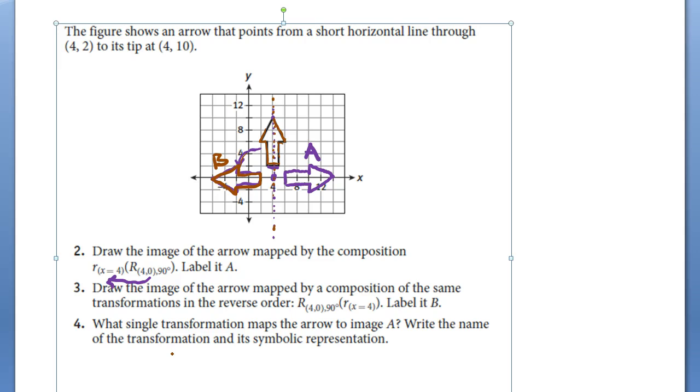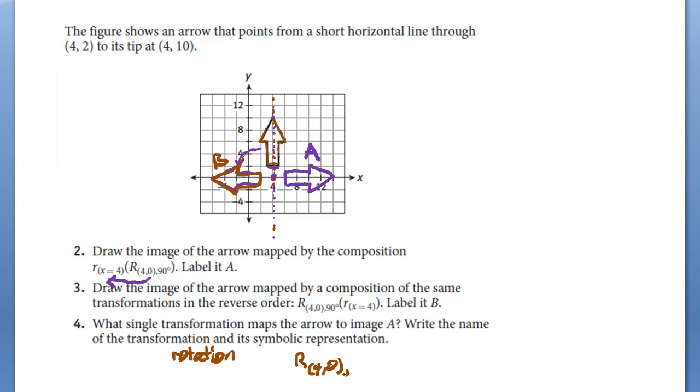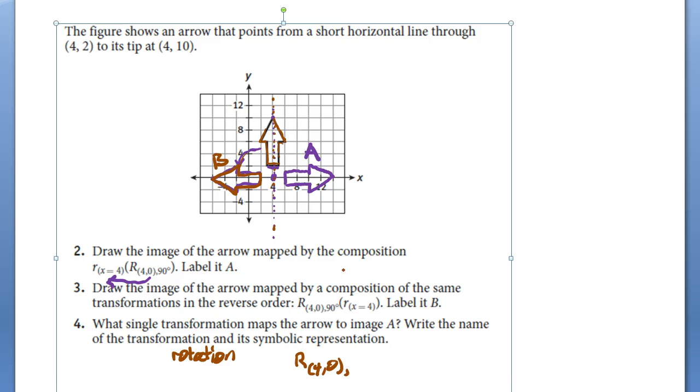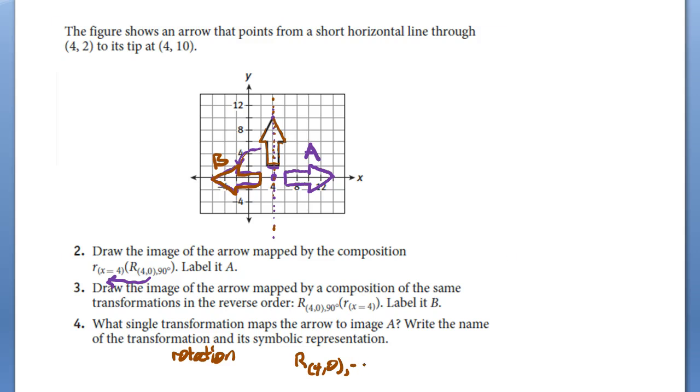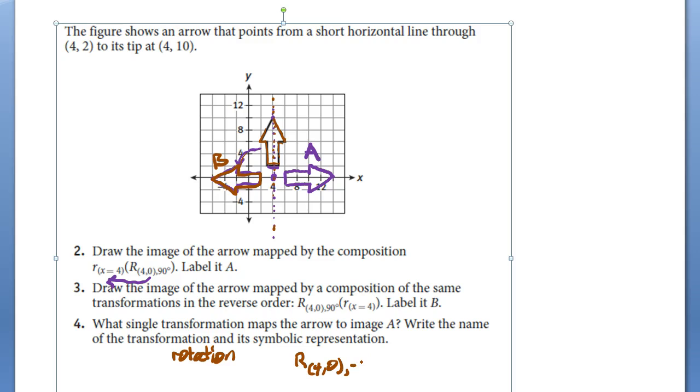And so it says what transformation? It would be a rotation or a clockwise rotation. And we're supposed to give its symbolic representation. So capital R is for rotation. And then what are we rotating around? We're rotating around the point 4, 0, comma, and now the degrees of rotation. A clockwise rotation is a negative degree angle. Like that.